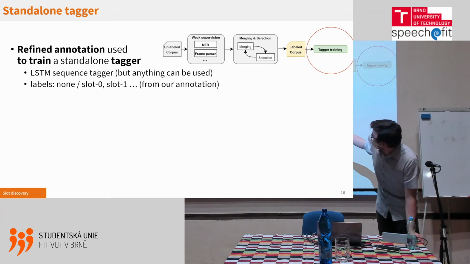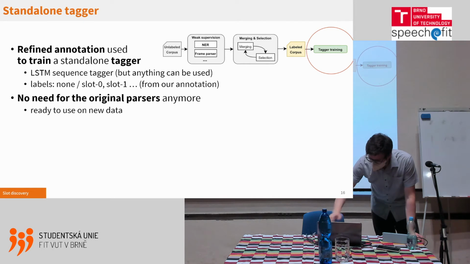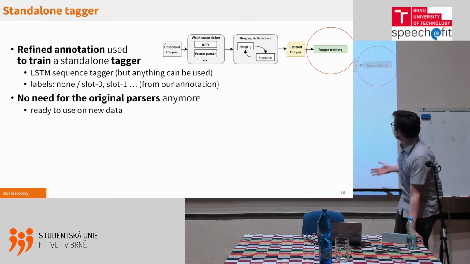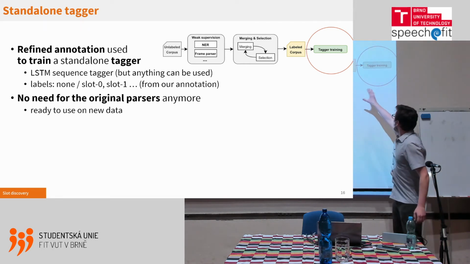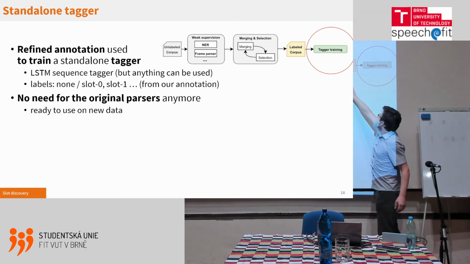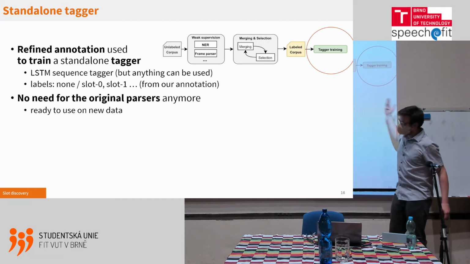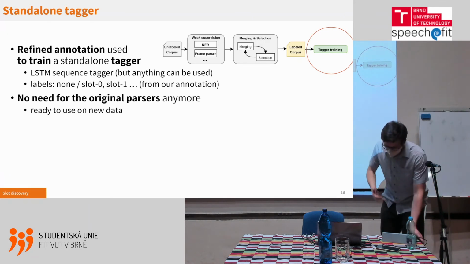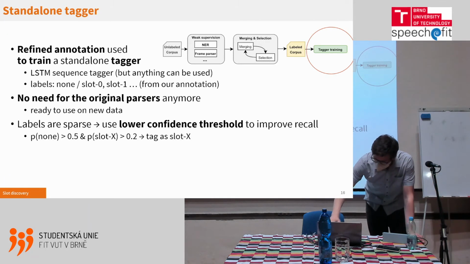But now that you've trained this tagger, you don't even need the original parsers, because you're not relying on them. You have a tagger trained on a labeled corpus, and it can tag new texts. So it's ready to use on any new data.